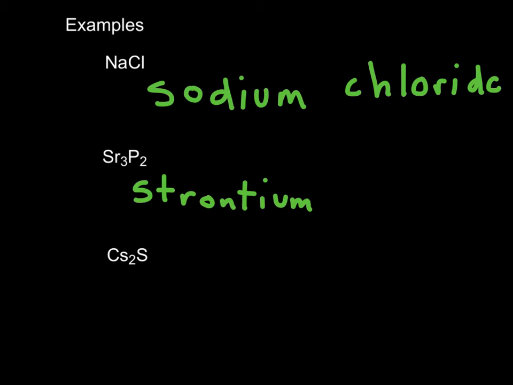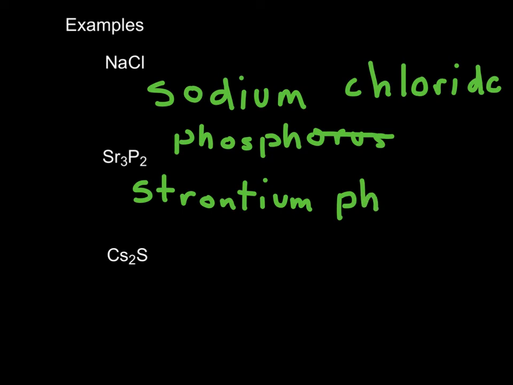P is phosphorus. This one's kind of tricky. Let me write phosphorus down real quick. Well, you probably want to go with just cutting off the ending and calling it phosphide. That's probably the best bet, and that's what we're going to do. So we have strontium phosphide.